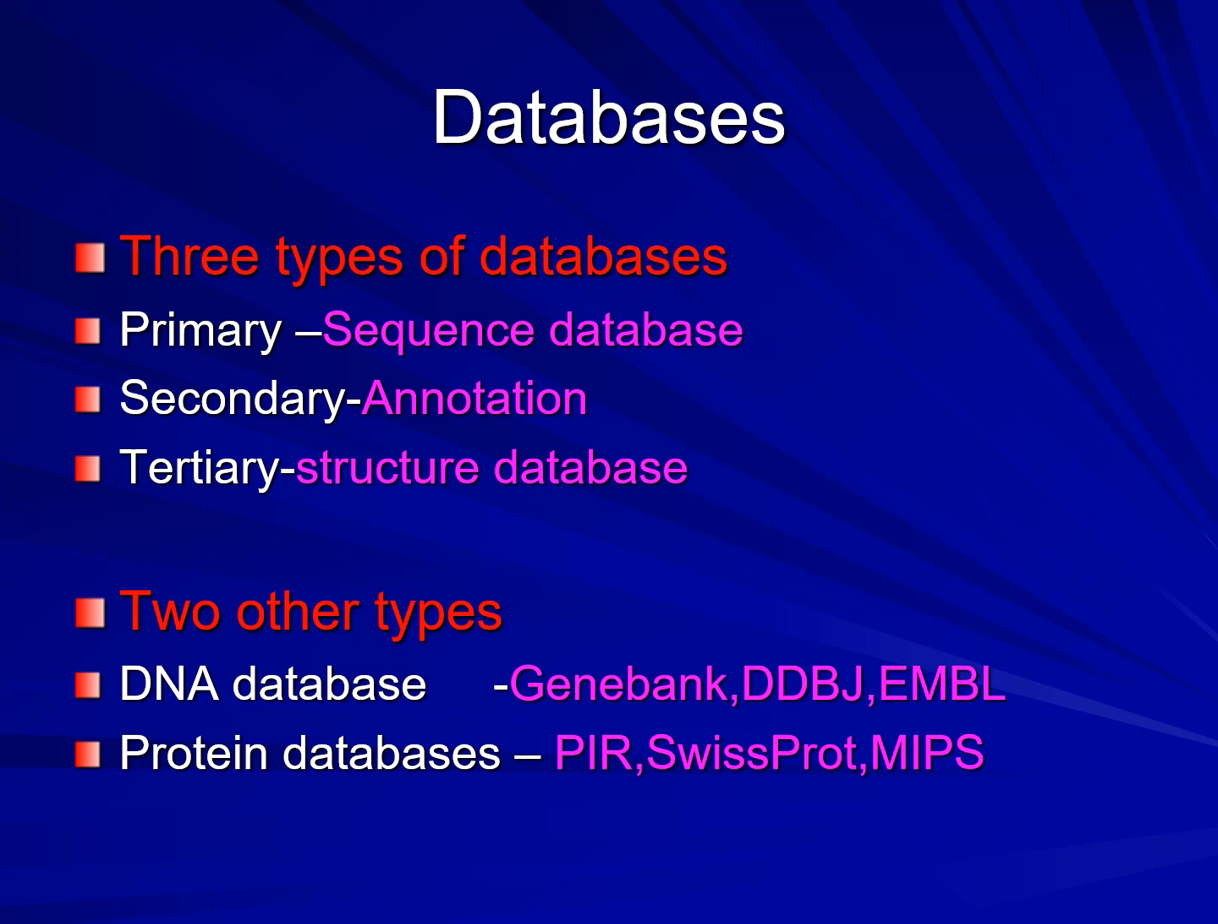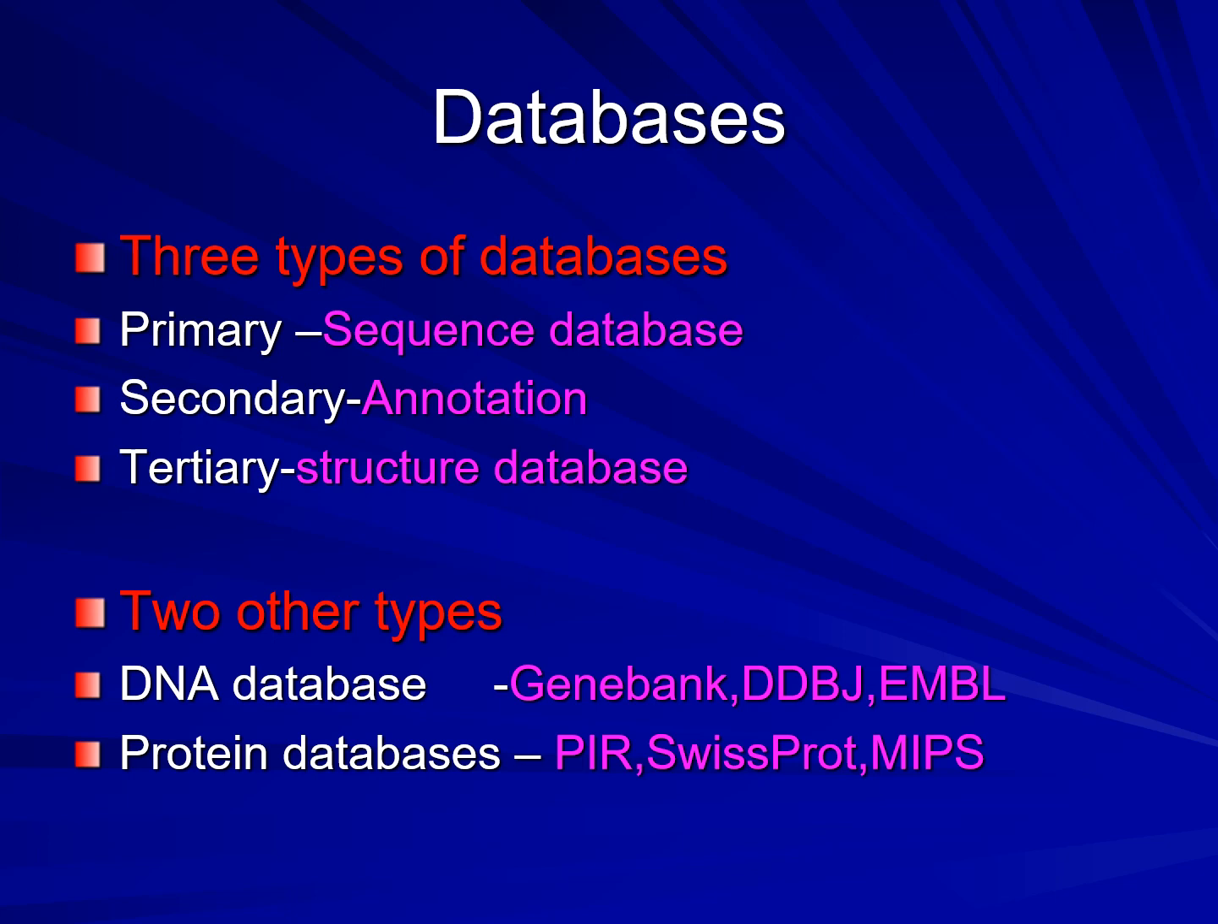Secondary database is related to the annotation. Annotation means the information related to the sequence. Tertiary database provides you information regarding the structure of the protein. Again, there are two different types of databases: protein database and DNA database.